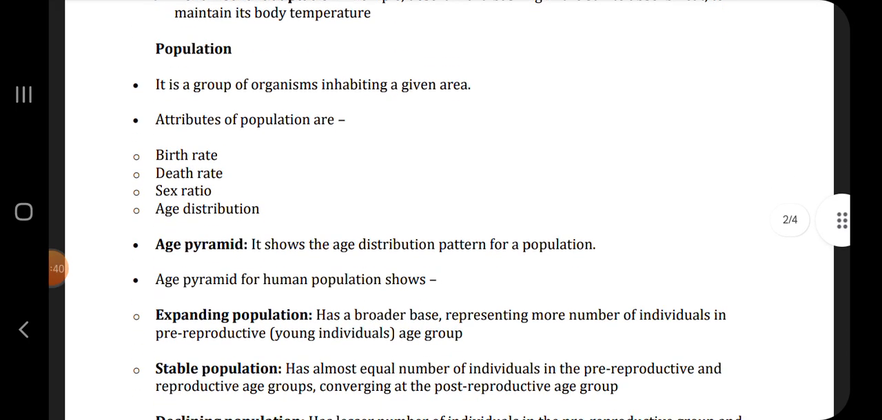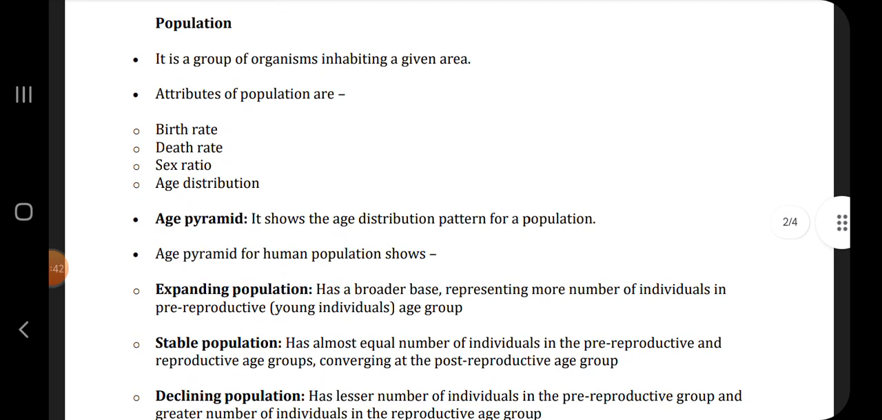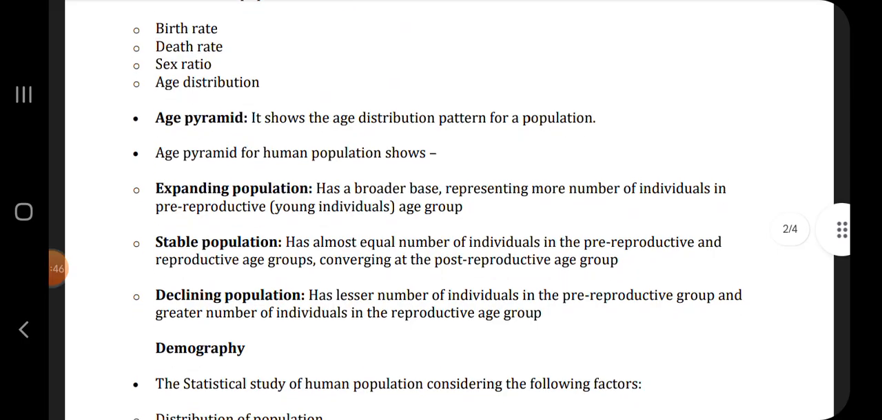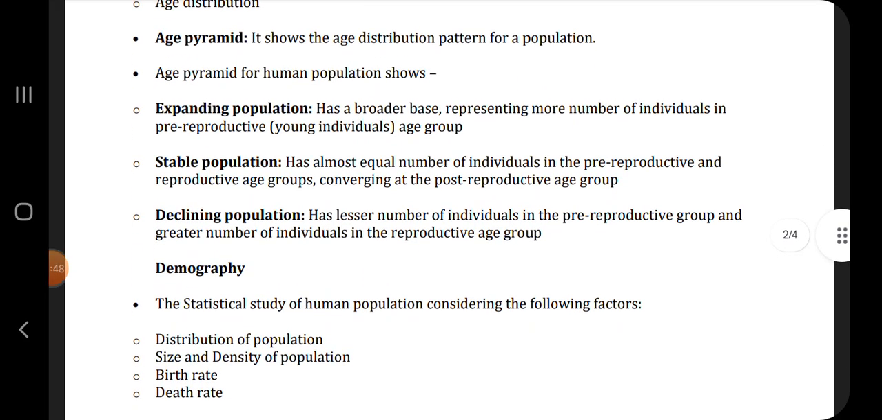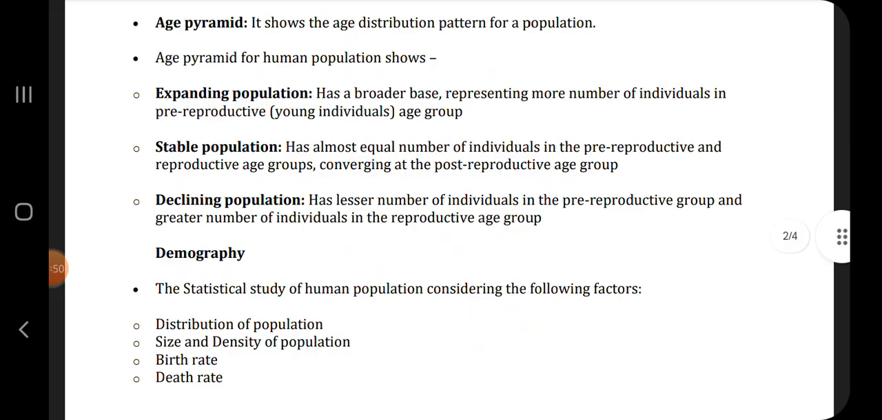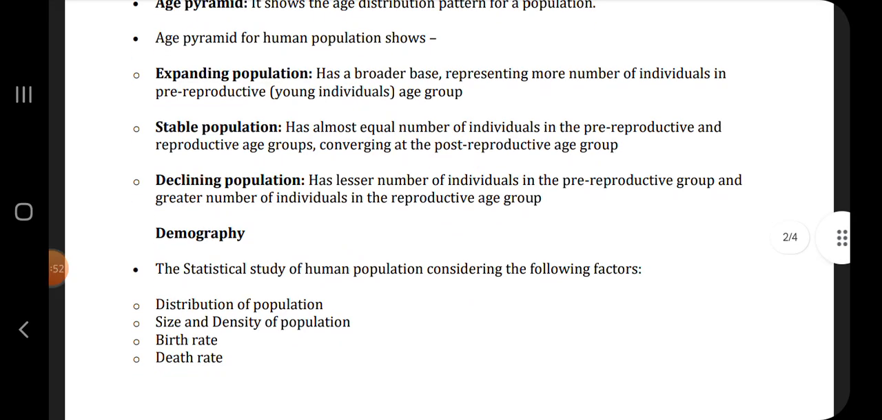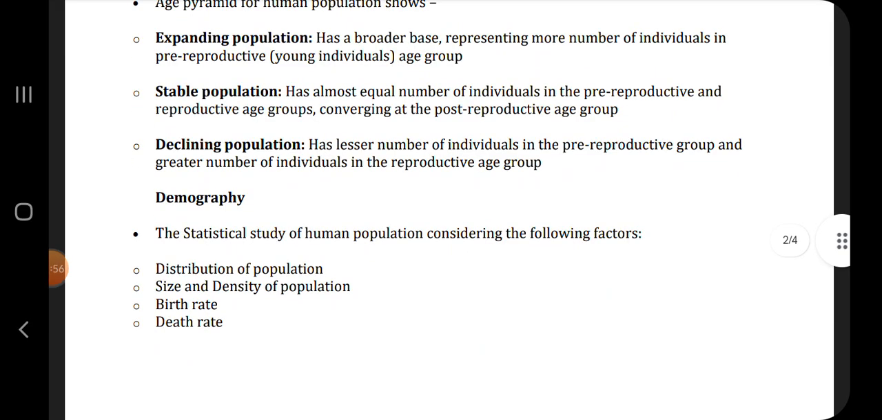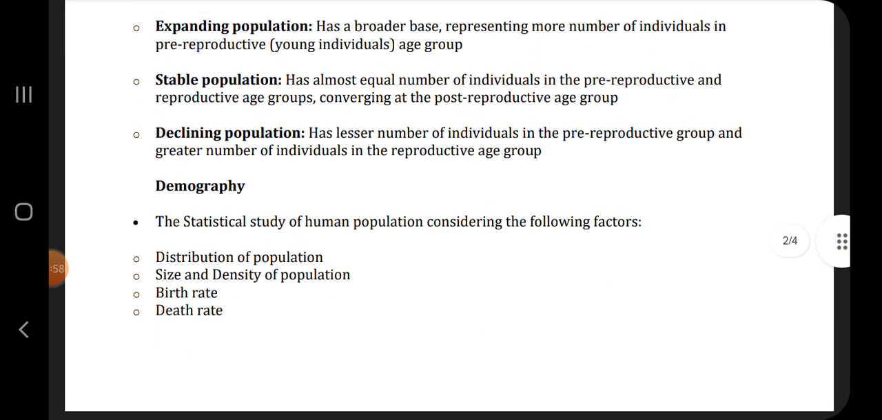Population is the group of organisms inhabiting a given area. Attributes of population are birth rate, death rate, sex ratio and age distribution. Age pyramid shows the age distribution pattern for a population, and age pyramid for a human population shows expanding population, stable population and declining populations.